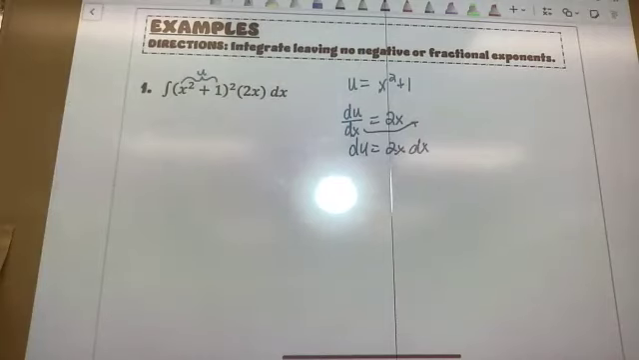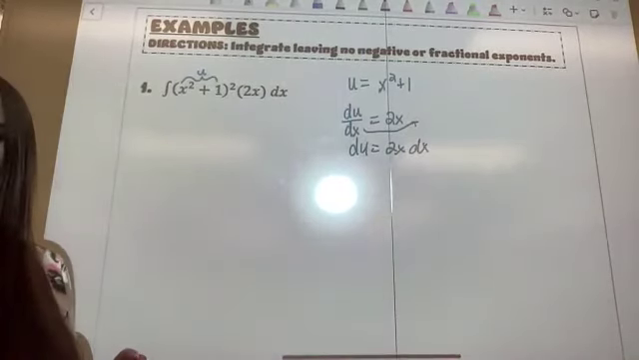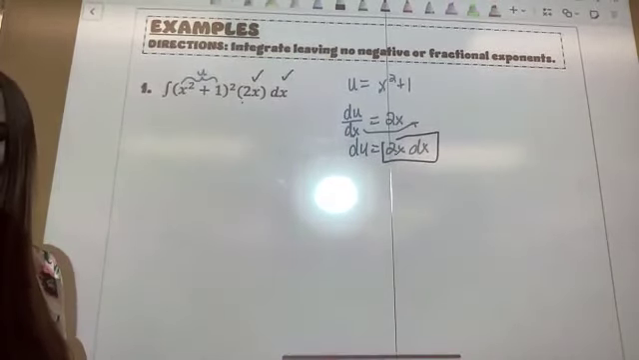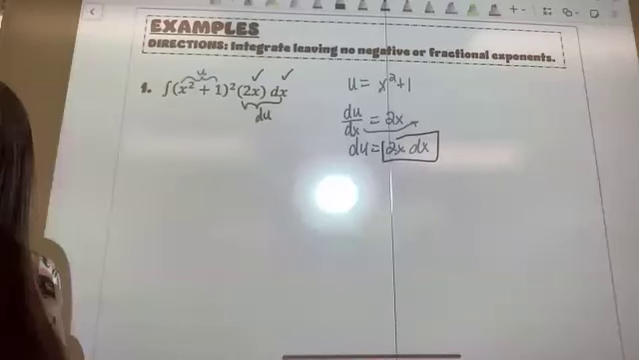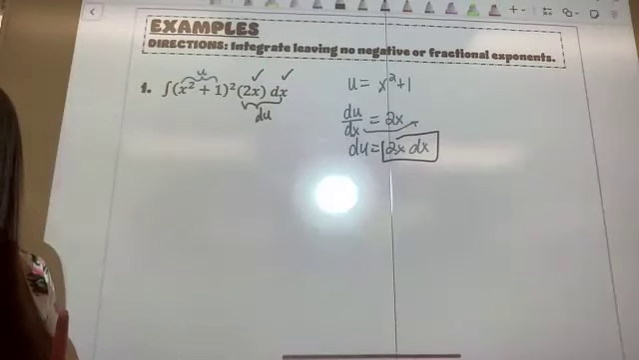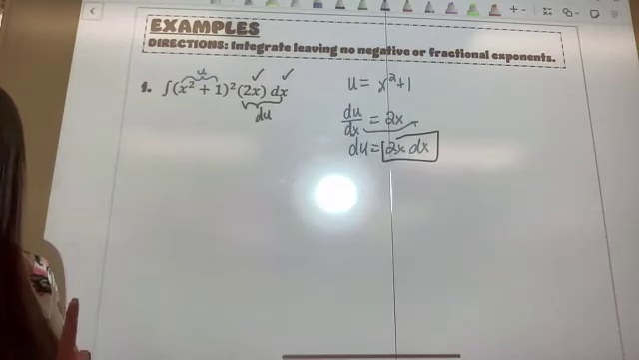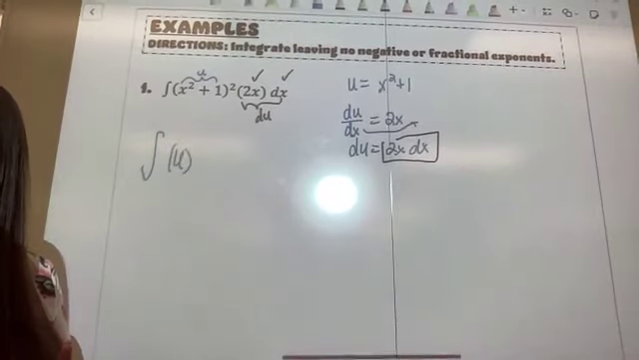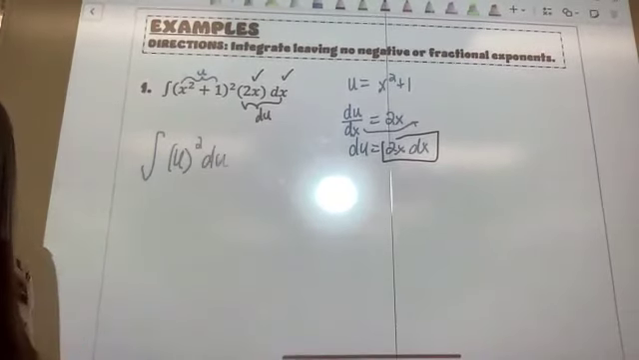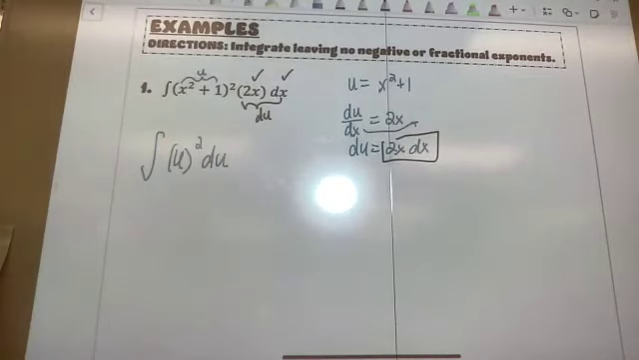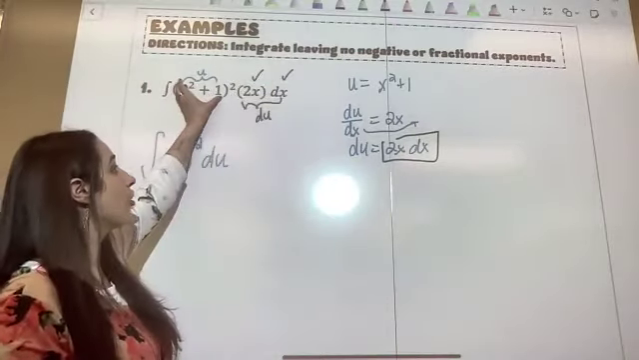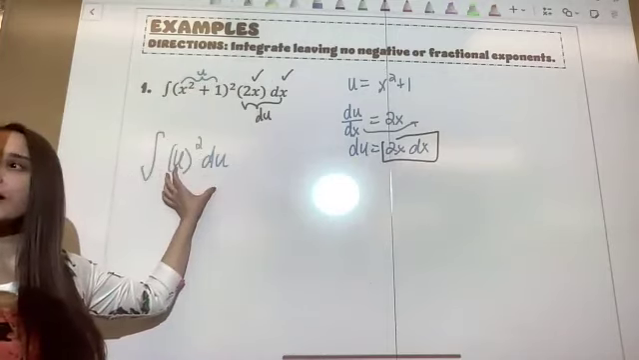And now watch this. I have 2x dx. I have a 2x and I have a dx. So this is du. So this integration becomes, watch, ready? We're going to put it in terms of u. Do you agree that this is the integral of u squared du? Does it make sense? Because my du is 2x dx. I have that. And this is all u to the second. That's what it becomes.